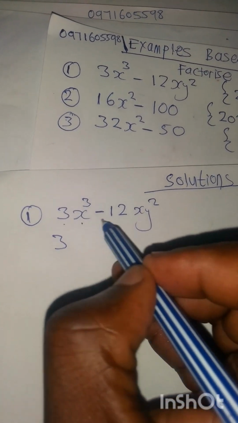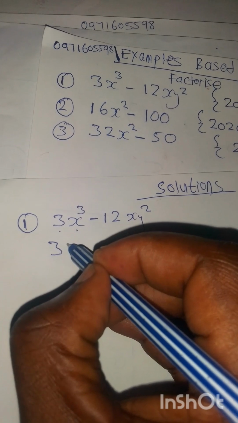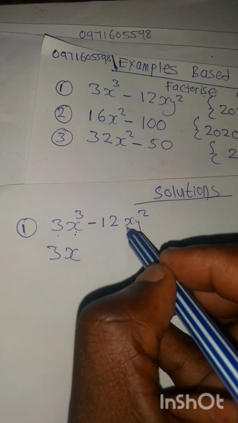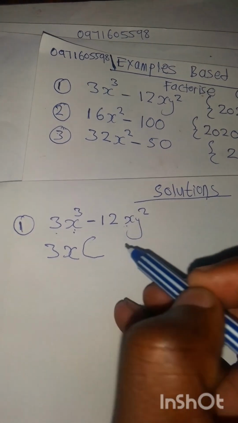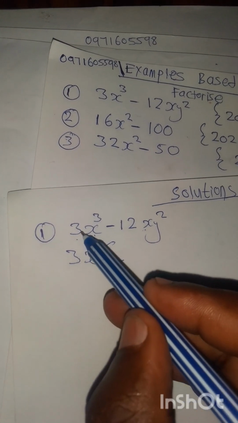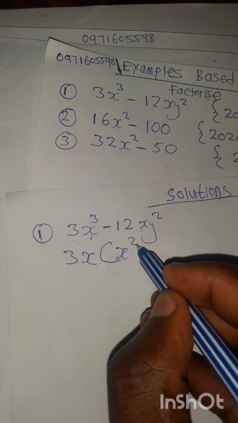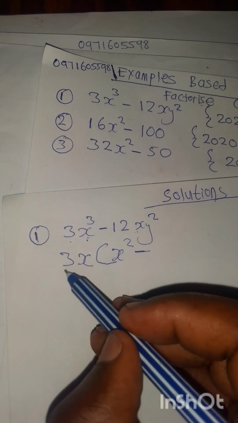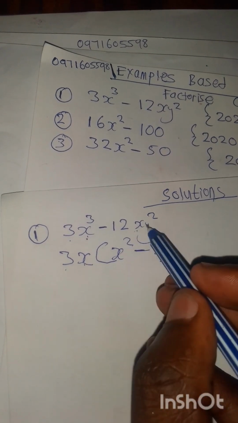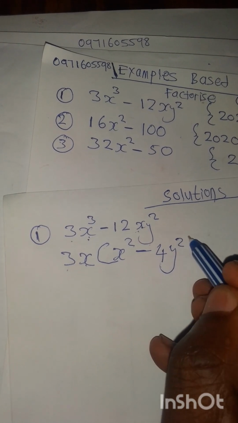Then in terms of letters, which one is common? The one which is common is x, since here we have x and there we have x. Thereafter we open the bracket. Then we say 3 into 3 is 1. x into x power 3 is x power 2. Minus, 3 into 12, that's 4. This x and that x will cancel. What will remain is y squared.